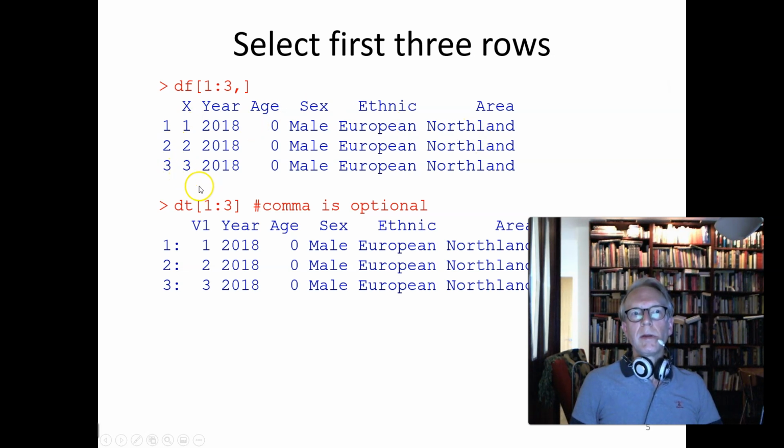You can do the same thing for a data table, but you can also omit the comma here. You don't need that. You would need it for a data frame, and at least I tend to forget it quite often, and that's a problem. But here you can forget it on purpose if you want to, because it doesn't matter. You still get the first 3 rows from a data table.